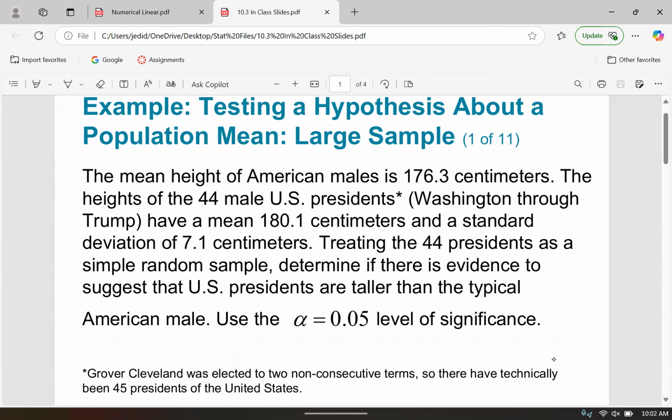I will get this all written down when we go back. So we're going to treat the presidents as a simple random sample and determine, are they taller than the average human? So do we elect taller people as president? And we're looking at the 0.05 significance level because, again, if we're wrong, who cares? It's going to mean all of nothing to us if we're wrong. So it helps to compare.